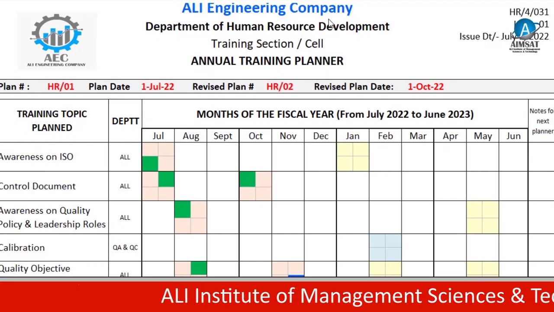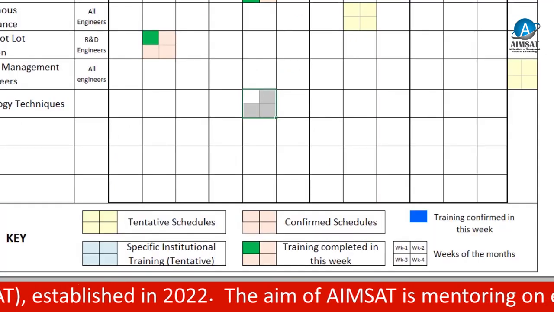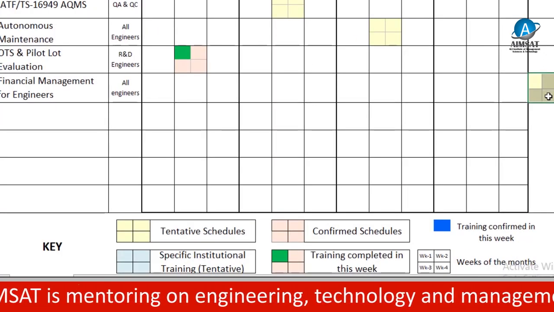Welcome to part B of our lecture number 14, Annual Training Planner or Annual Training Calendar. First we will discuss the legend or the key.